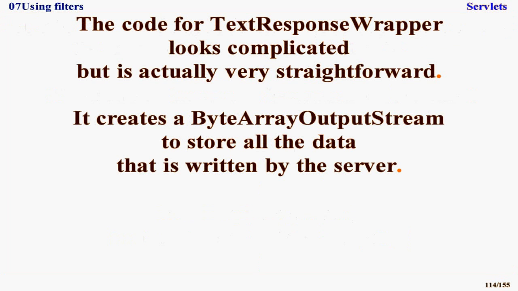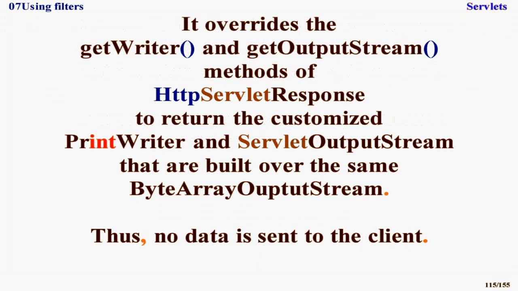The code for TextResponseWrapper looks complicated but is actually very straightforward. It creates a ByteArrayOutputStream to store all the data that is written by the server. It overrides the getWriter and getOutputStream methods of HttpServletResponse to return the customized PrintWriter and ServletOutputStream that are built over the same ByteArrayOutputStream. Thus, no data is sent to the client.